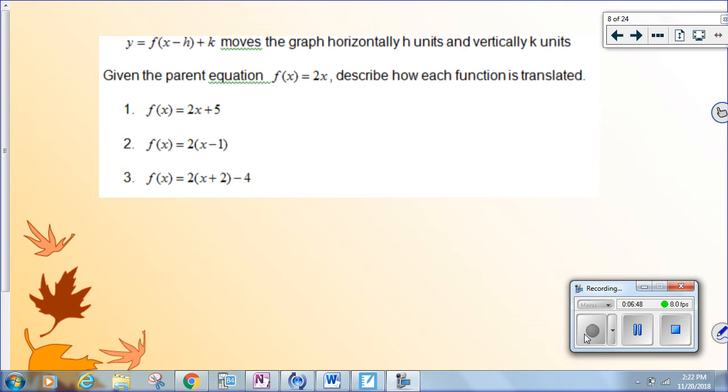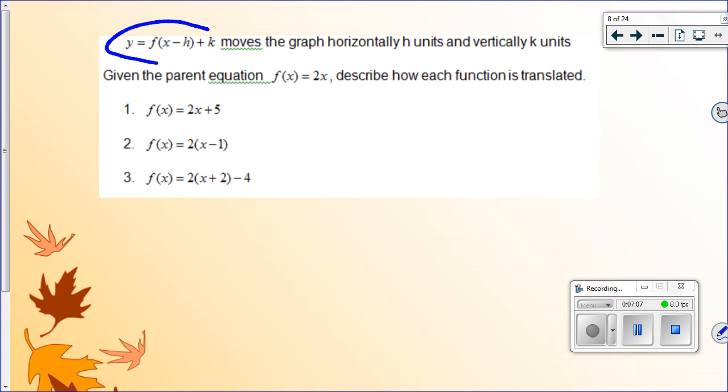All right, we took a look at some patterns when it came to translating functions in class, and we looked at what happens to the equation of this function f of x if we move it down or up or right or left. So let's look at that in a little bit more detail. So first of all, here's our rule for translations, whether that's horizontally or vertically.